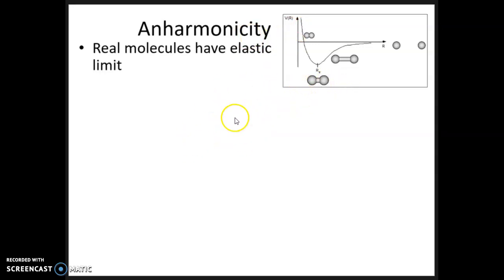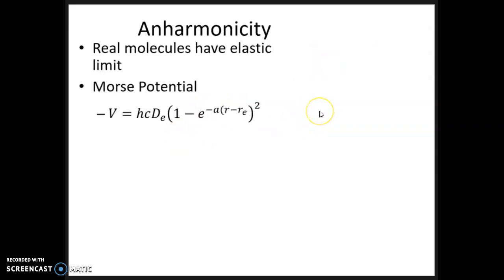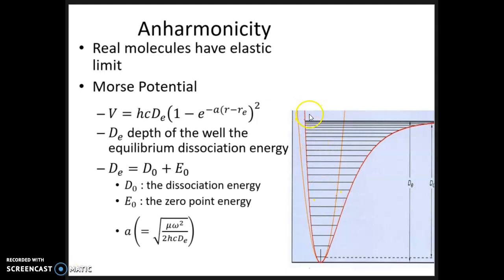One of the potential energies that relates well with this is called the Morse potential. A sample graph is given here. The orange graph represents the harmonic potential, and the red line represents the anharmonic potential. It's given as V equals h, Planck's constant, times speed of light, times De, that is how deep the well is from here to the maximum line, and D naught is the dissociation energy. That's the amount of energy that you can put into the bond to actually separate the bond.